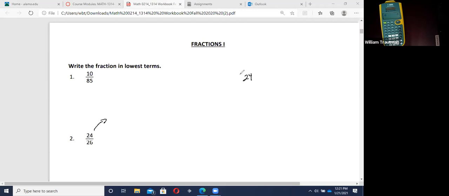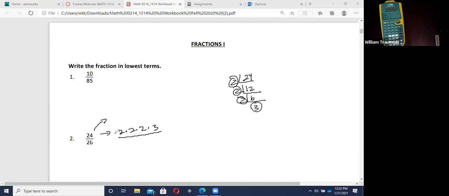So 24, it's an even number, so let's divide it by 2. 24 divided by 2 is 12. You can divide it by 2 again. 12 divided by 2 is 6. Then 6 divided by 2, you get 3. 3 is prime, and these are the numbers we divided it by. So this 24 is 2 times 2 times 2 times 3. Do you see 2 times 2 is 4? 4 times 2 is 8. 8 times 3 is 24. I know this is a long way of going about it, but this is how they did it. They took 24 and prime factored it.